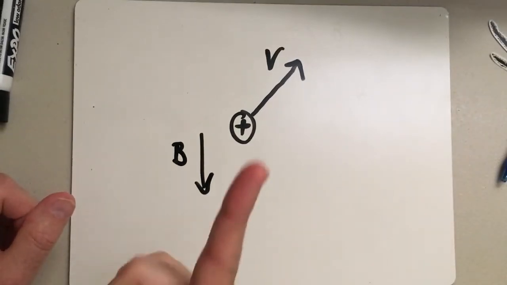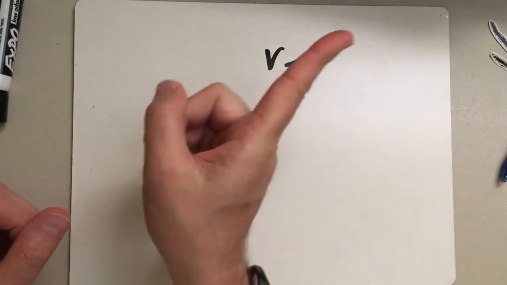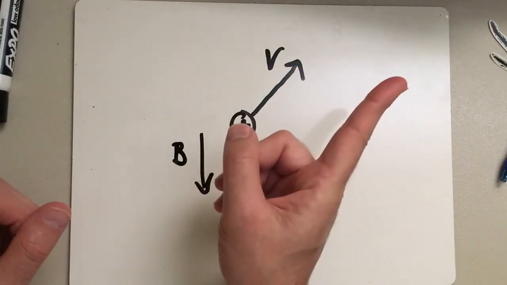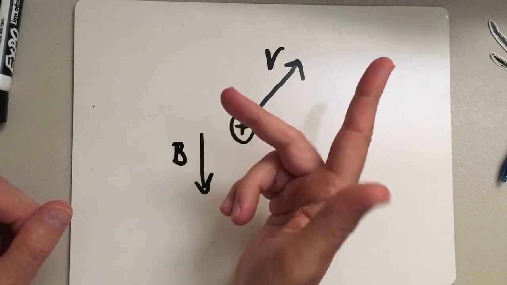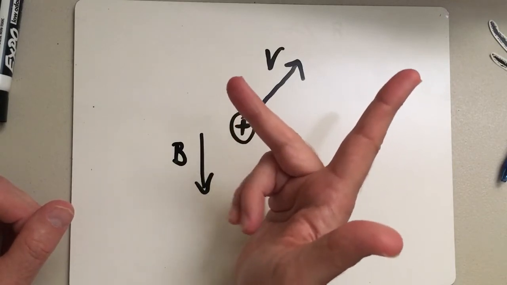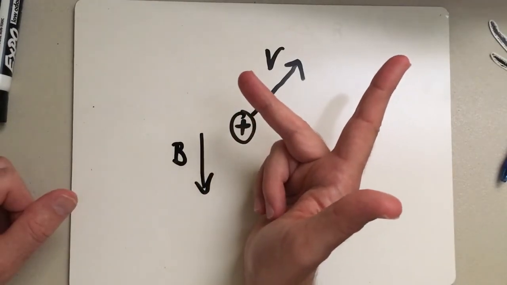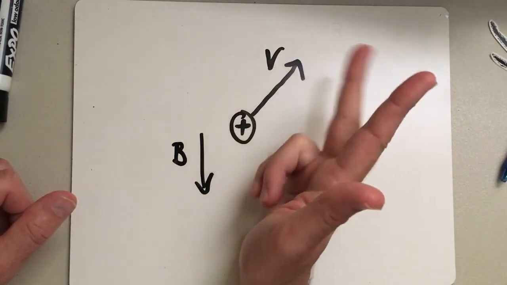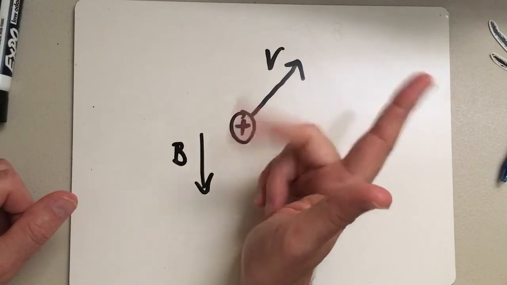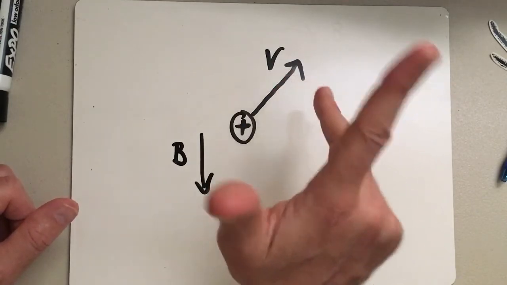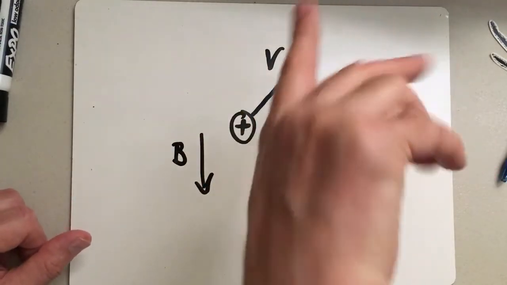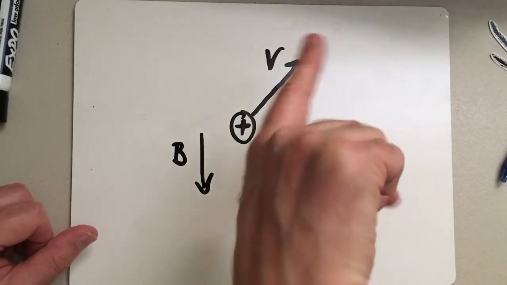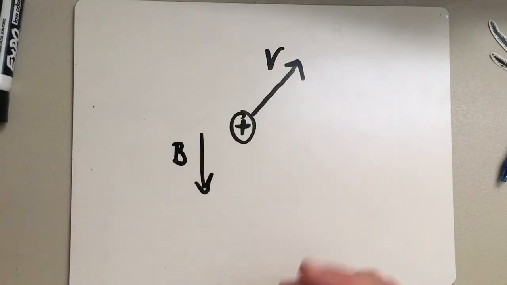So once again, I've got to stick my index finger in the direction of the velocity. Now my middle finger has to be in the direction of the magnetic field. Notice right now, it's not. It doesn't matter. The range that I'm allowed, which is from 0 to 180, I can't get it to point in the direction of the magnetic field. I have to rotate my whole hand, so I can point my middle finger in the direction of the magnetic field.